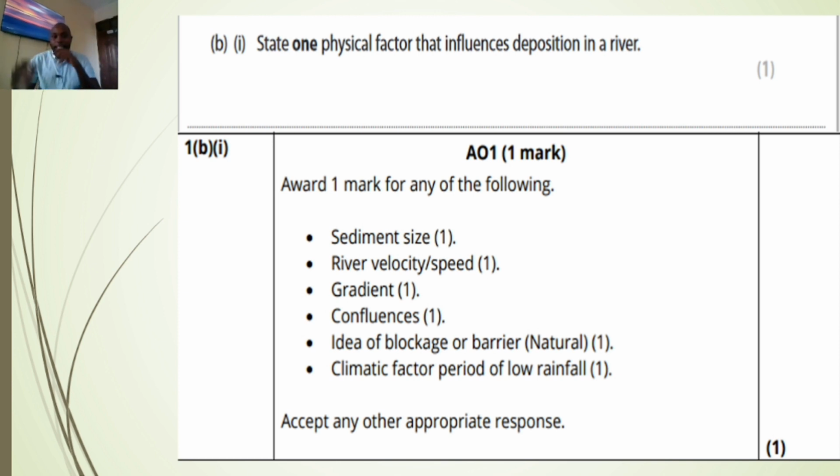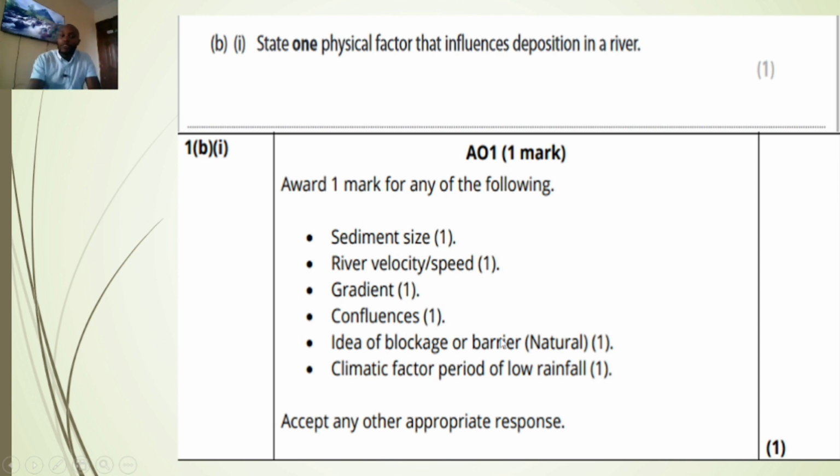Let me talk about the key. When the river velocity is reducing, it's not going to be able to carry those sediments along, so it will cause deposition. The sediment size, if it's so heavy, is going to be difficult for the river to transport. The gradient, where the gradient is gentle, the velocity of the river will reduce and that will result in deposition. Confluences, where the tributaries meet that river, we call it a confluence, is going to cause that deposition.